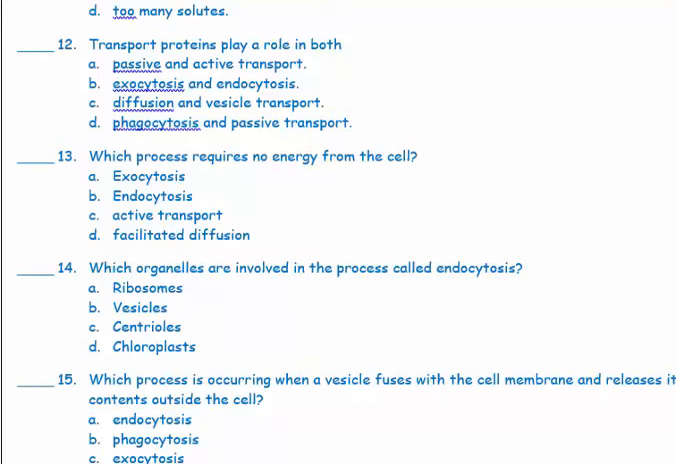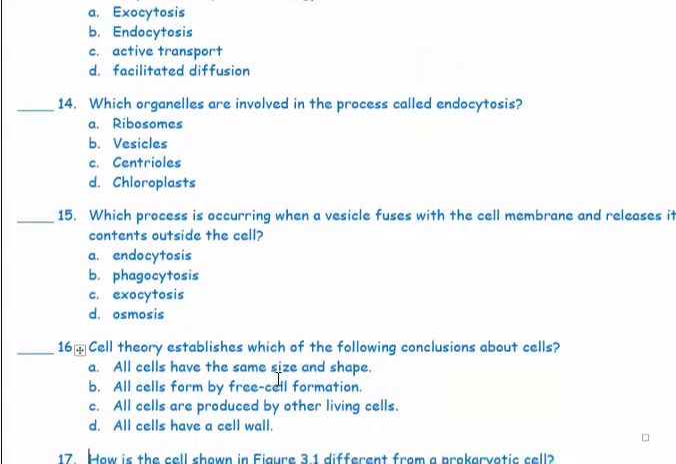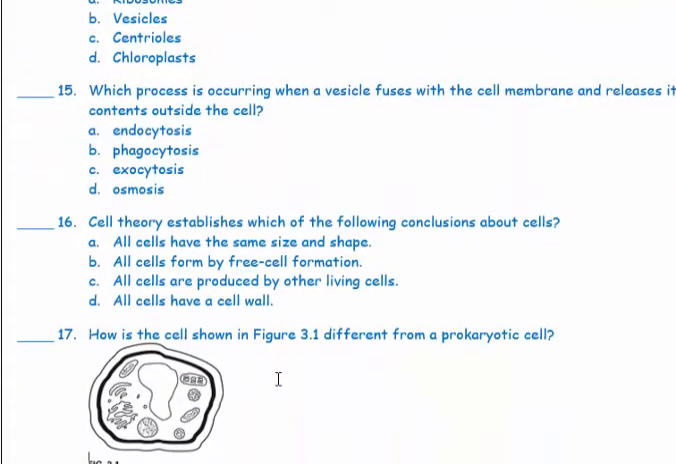15. Which process is occurring when a vesicle fuses with the cell membrane and releases its contents to the outside? It is the opposite of endocytosis. It is exocytosis. 15C. 16. Cell theory establishes which of the following conclusions about the cell? Again, the cell theory is based on the fact that all the cells come from cells. So 16C, all cells are produced by other living cells.